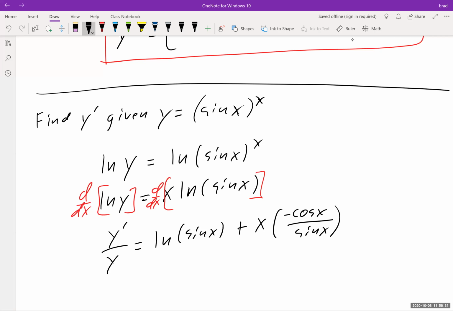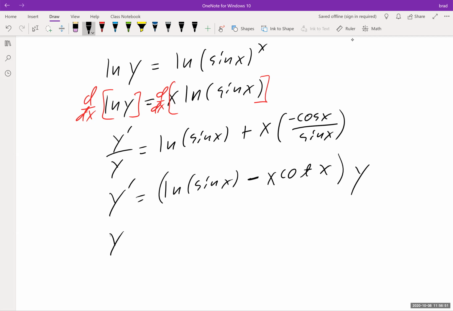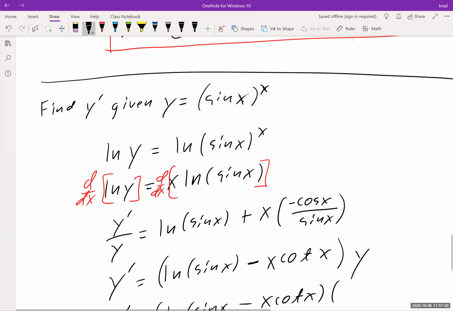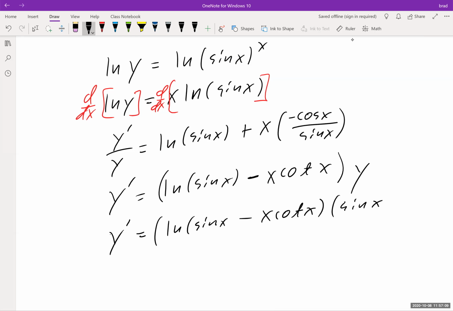over u. Now we remembered from the previous problem, we multiply the y over to the other side. So this will now become ln of sine x plus, minus. Now cosine over sine, isn't that just cotangent? So we can just do cotangent x times y, right? But we remember that y was actually from the very beginning sine x to the x. So I'm just going to write sine x to the x right there. And then that would be our derivative.